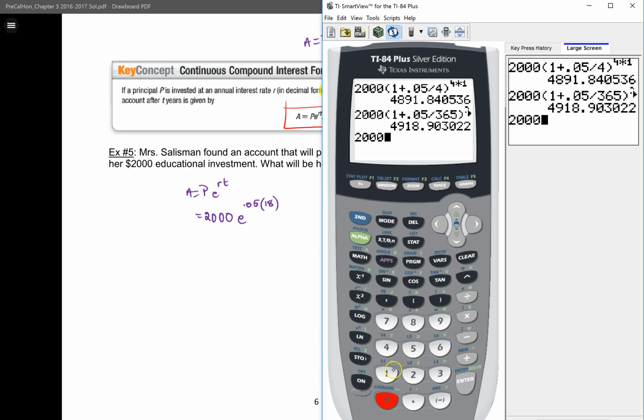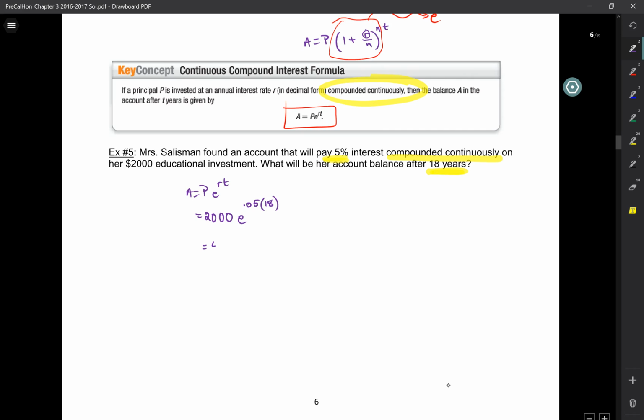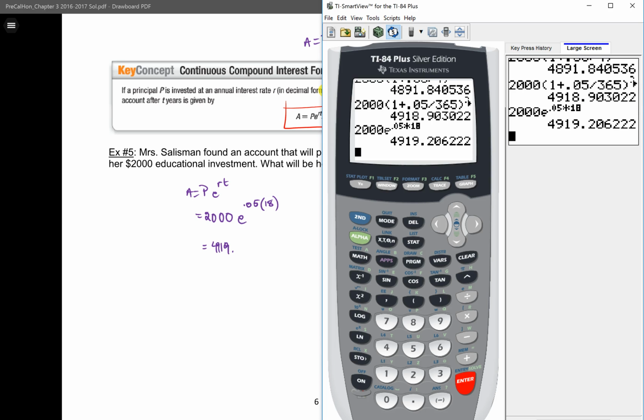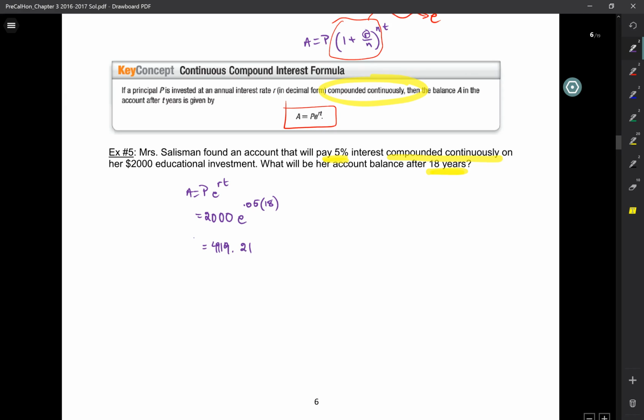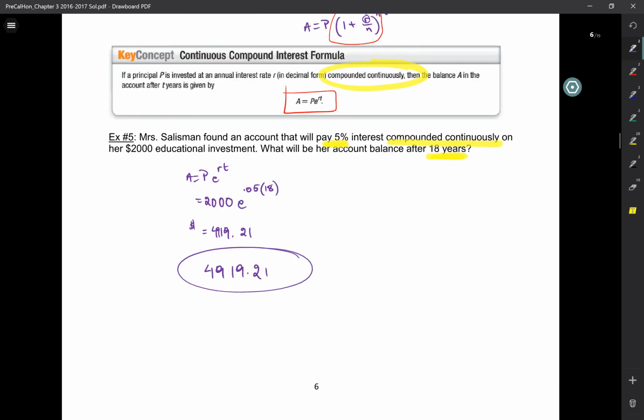2,000 e to the power of 0.05 times 18, $4,919 and how many cents? 21 cents. So $4,919.21. Oh my goodness, so much more money than that, right? Well, that's because e levels off.